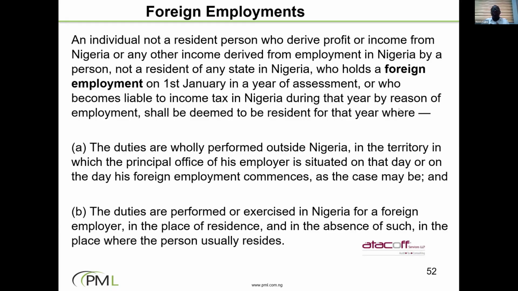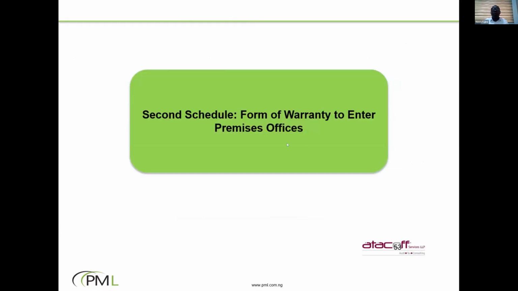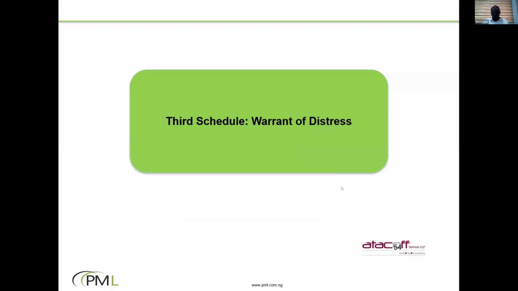The second schedule, which is just for information, is what we call the form of warrant to enter premises or offices. What you have there are the various forms that NRS will need to serve on you when they want to enter into your office. I believe we know that they can come into your office, so they serve you those documents.